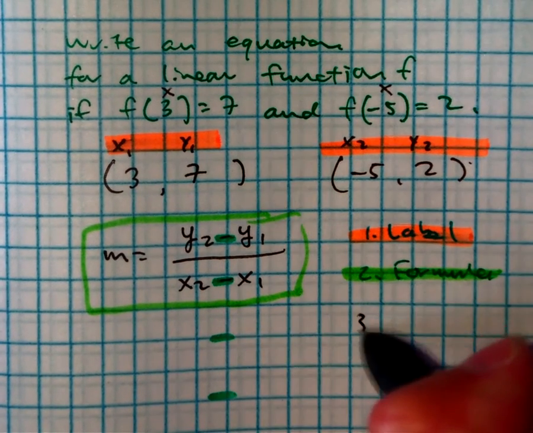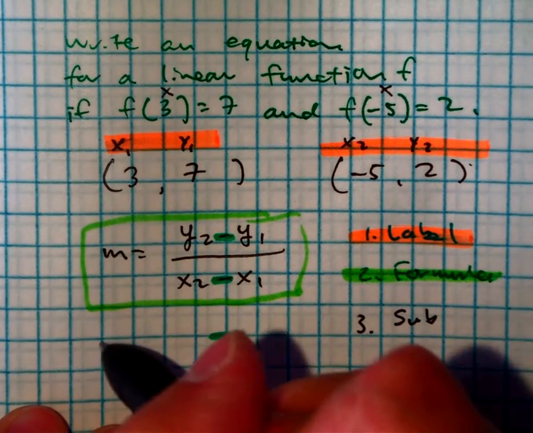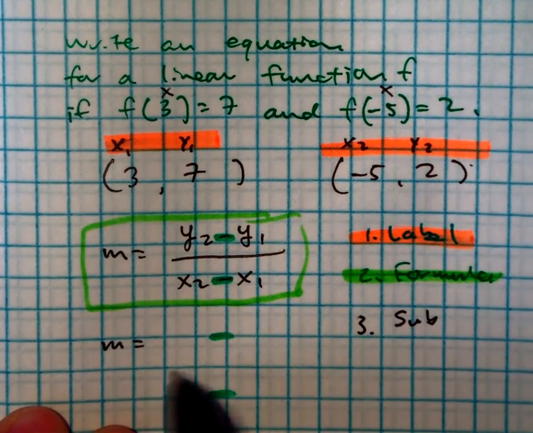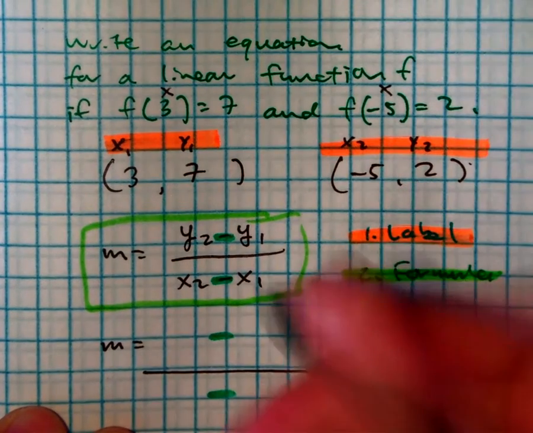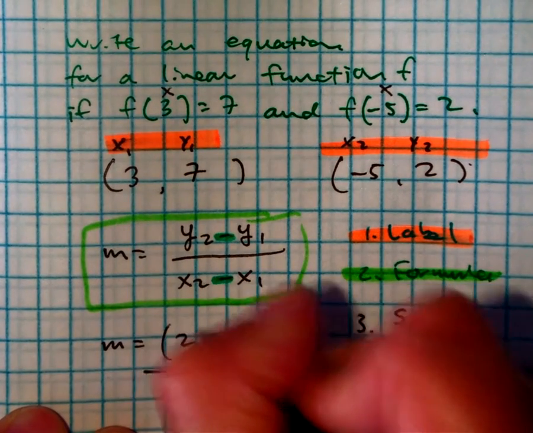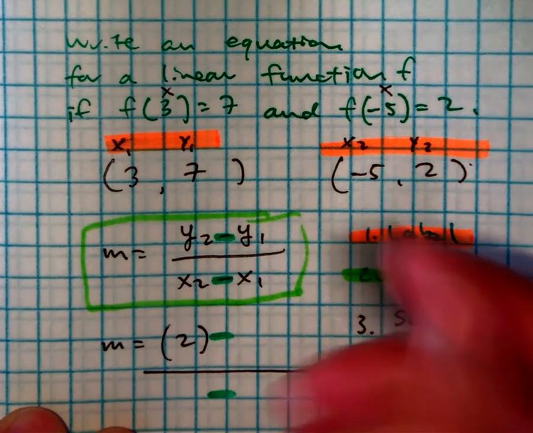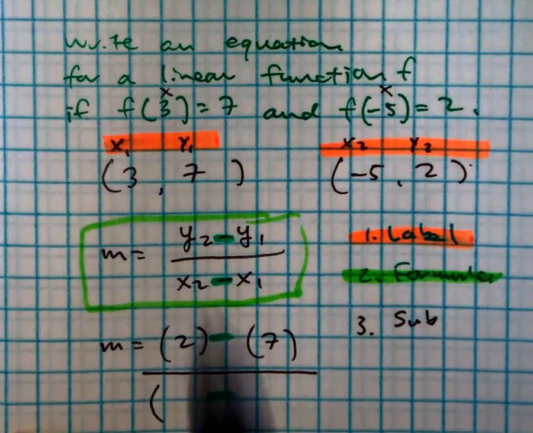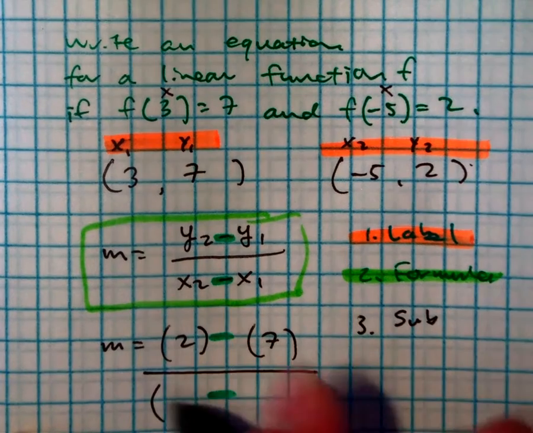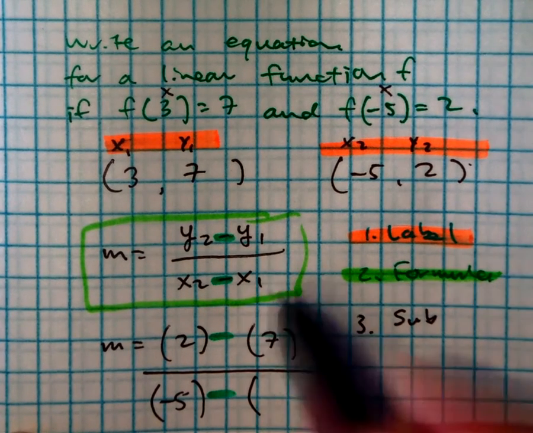And then the third thing we're going to do now is substitute. Everyone say substitute. Let's substitute. What's your y2 value? 2. Put it in parentheses, because we're doing the substitution. Your y1 value? 7. Your x2 value? -5. And your x1 value? 3.